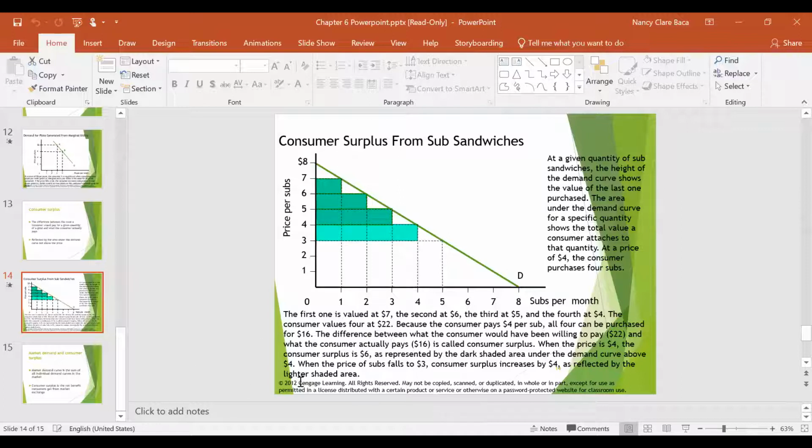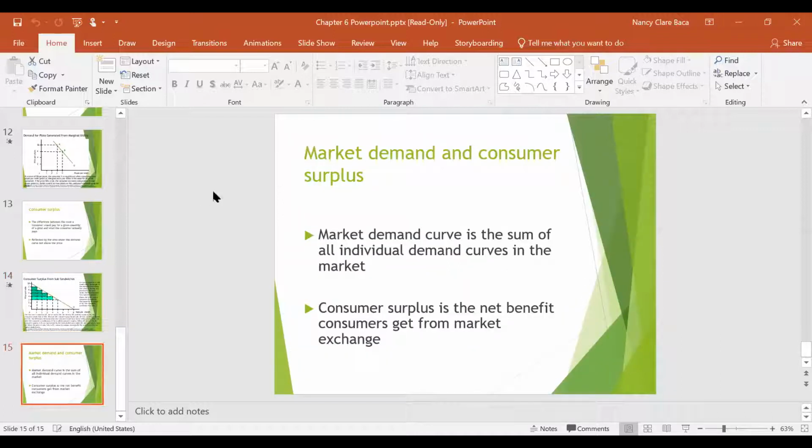All right, I'm going to assume we're good. Okay, so market demand and consumer surplus. The market demand curve, demand for the entire market for sub sandwiches, is the sum of all individual demand curves in the market. We already talked about this in chapter 4. So that individual sub demand curve, we're adding up everybody's individual and it's giving us the market demand curve. But it follows the law of diminishing marginal utility because we can get people to buy more if the price is lower, right? Because if they're gonna buy more, they're not gonna get as much satisfaction, so they're not gonna be willing to pay as high of a price.